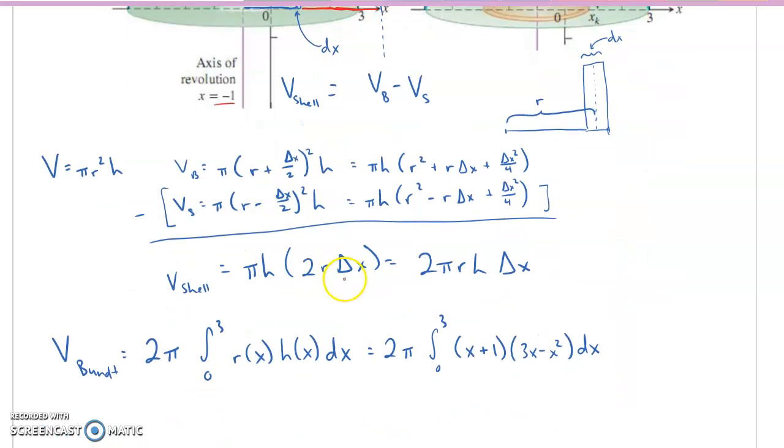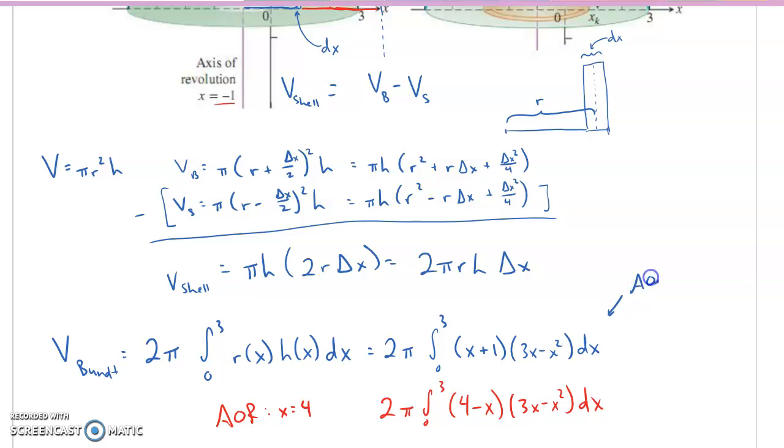So give it a try. See what would happen if we changed our radius to, instead of x plus 1, x minus -1, let's try 4 minus x. That would be another possible way to find the volume of the bundt cake, and it would give us the exact same value. Give it a try. You can do it by hand, or you can try it in a calculator. I recommend both. This would be if the axis of revolution is x equals 4, whereas the original one was the axis of revolution of x equals -1.